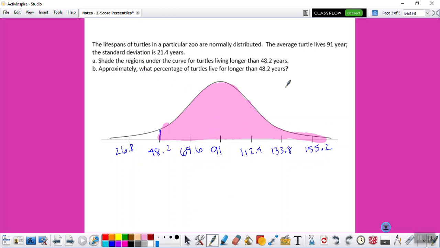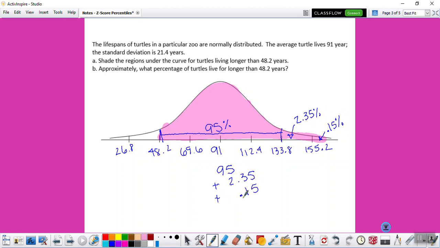Now, what percentage of turtles? So this is 2 standard deviations below. So from 2 standard deviations below to 2 standard deviations above, we know that's 95%. Then we said this small one is 2.35%, and this small one is 0.15%. So if we add those up, we get that it's 97.5%.